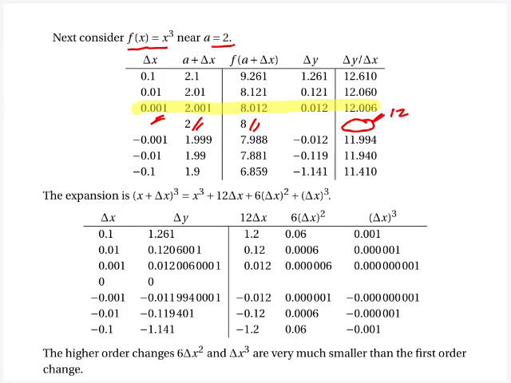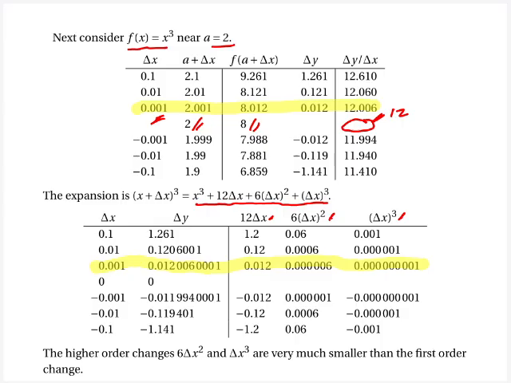I did the same thing on the prior slide. I expanded the cube. This might be a little less familiar than expanding a square, but anyway, I expanded the cube, and I got 12 delta x there. I made a 12 delta x column, a 6 delta x squared column, and a delta x cubed column, and I got my computer to print out all these numbers. Again, I want to focus on the 0.01 line. Oh, it's so hard to draw a straight line on this thing. There we go. Focus on the 0.01 line.